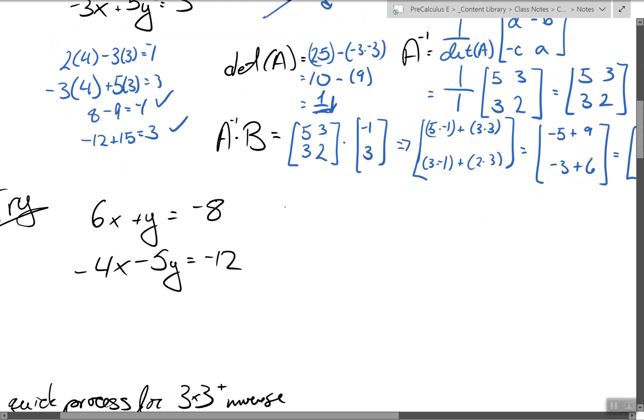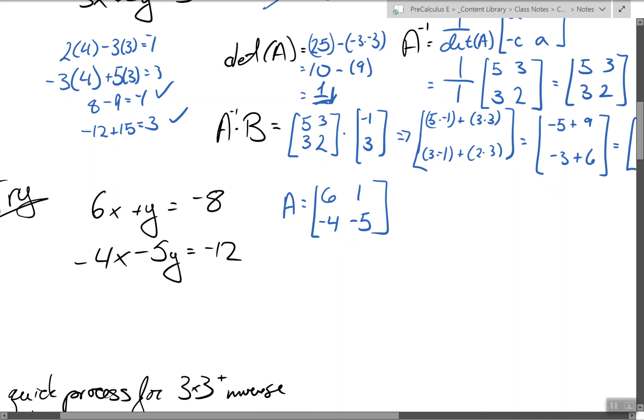Again, we're going to start this problem out by creating the matrix A, which is the coefficients of the x's and y's. So we have 6, 1, -4, -5. Column X is always going to be X and Y. I'm not going to bother writing that down. And then the matrix B is going to be the two solutions, so -8 and -12. Okay. So the next step we want to do is to find the determinant of A.